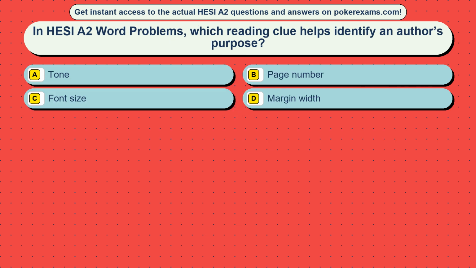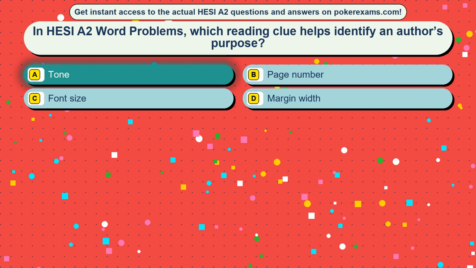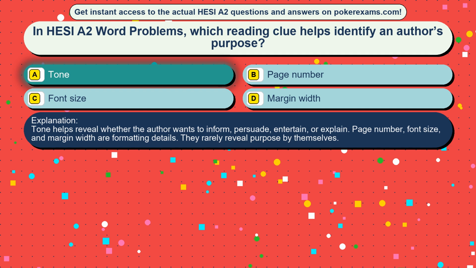Question 13. In HESI A2 word problems, which reading clue helps identify an author's purpose? Option A, tone. Option B, page number. Option C, font size. Option D, margin width. The correct answer is option A, tone. Tone helps reveal whether the author wants to inform, persuade, entertain, or explain.